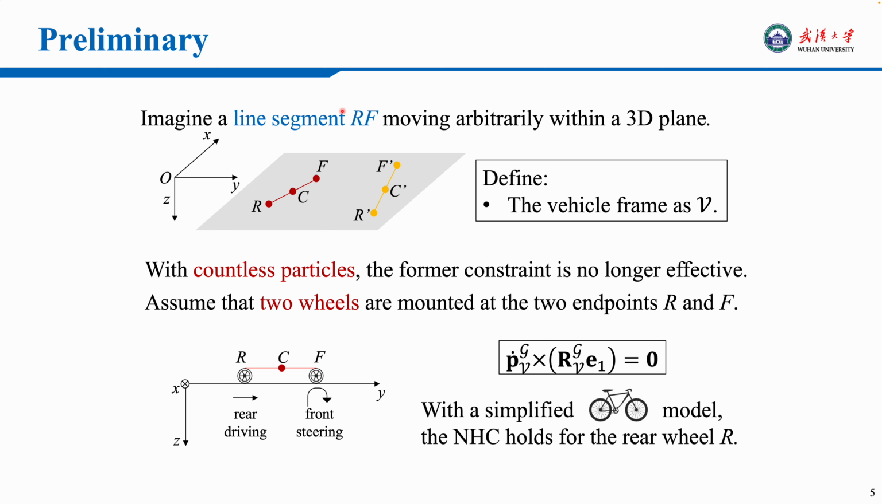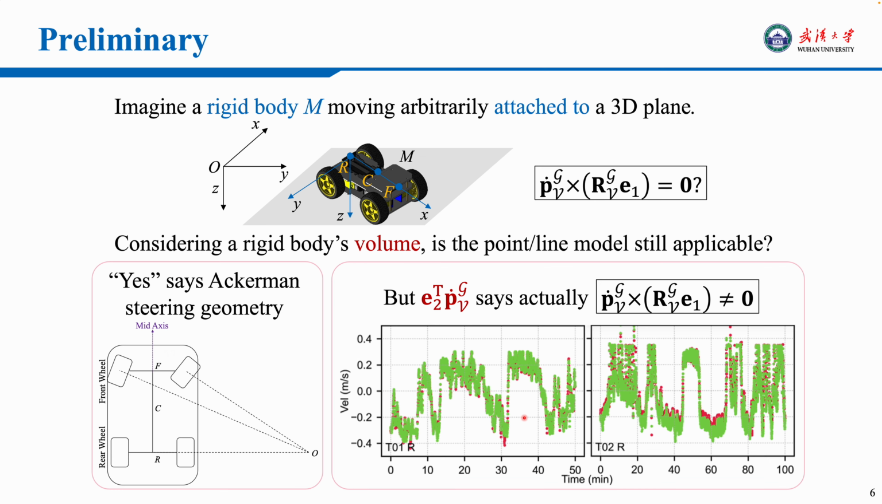If we consider a rigid segment instead of a point mass, the NHC doesn't directly apply anymore since the segment consists of countless particles. But in real life, due to the friction, vehicles don't typically slide along the ground freely. Instead, we add wheels, like a bicycle. For the rear wheel of a bicycle, its motion is still limited to the forward direction, so the NHC still holds. This leads to what we call the bicycle model, which is widely used in vehicle kinematics.